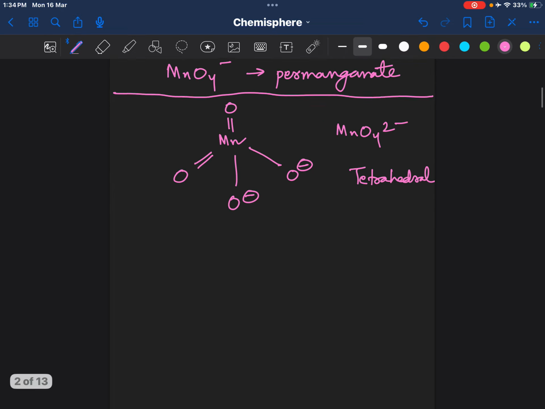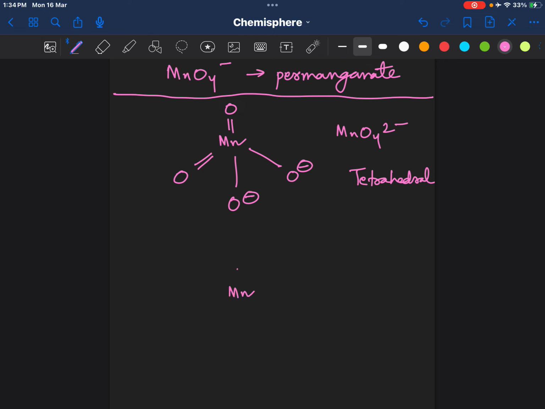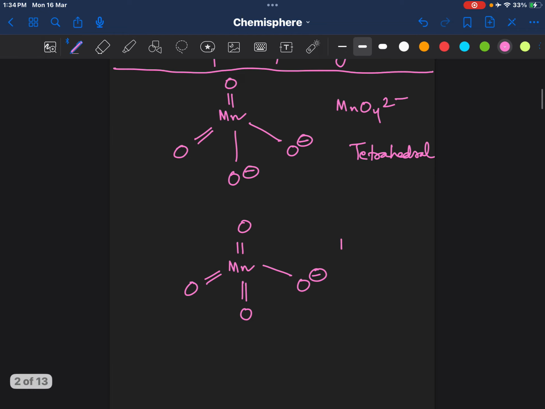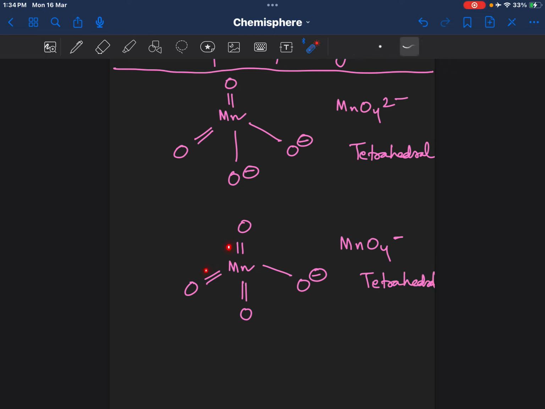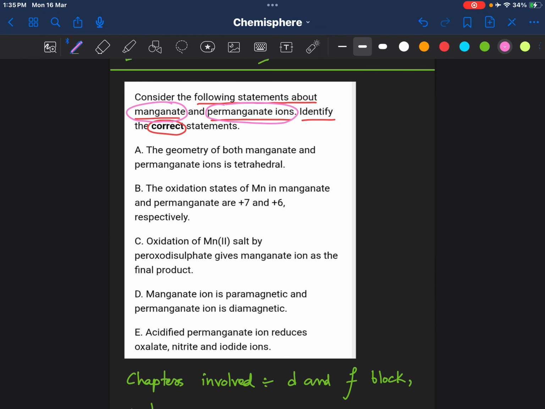And permanganate looks like this: Mn double bond O, double bond O, double bond O, and single bond O with a negative charge. That is MnO4 minus, and this is also tetrahedral. As you can see, there are 4 bond pairs, and in VSEPR theory, always remember the double bond is considered as one bond for determining the shape or geometry. So the first statement is correct. This is a true statement.